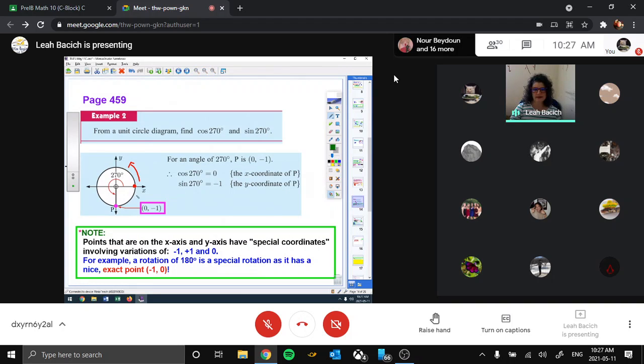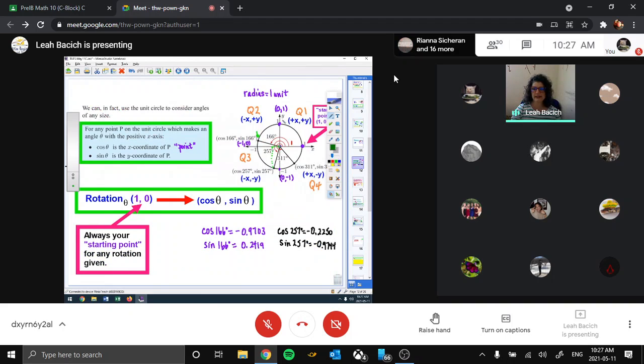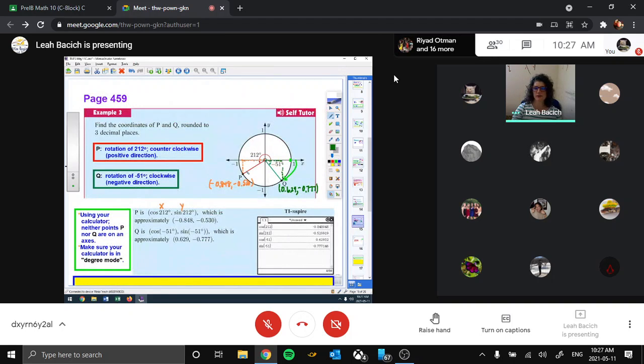So these guys are not on the axis. These guys were on the axis. We had nice points here, just like I showed you back here. These are all really nice ones, your X and Y intercepts. These are not, so we have to use our calculator. Make sure your calculator, I put a little note over here, is in degree mode because you're asked to give your answers to 3 decimal places. It isn't the question in degrees. That's how you know.